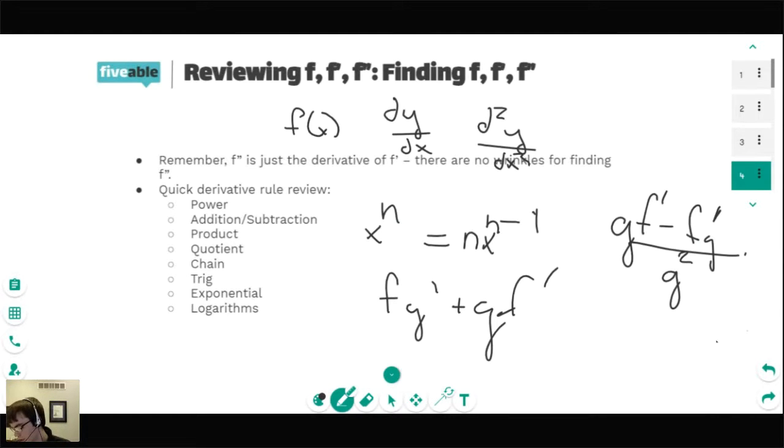Exponential functions, the easy one is e to the x, the derivative of that is e to the x. For anything else to the x power, you're going to multiply by the natural log of the base. And logarithms, similar thing, the derivative of the natural log is 1 over x. And then the derivative of log base b of x is 1 over x times the natural log of the base. So that's just a really simple review of how to find your simple derivatives, which of course, is something that you really need to have down pat.